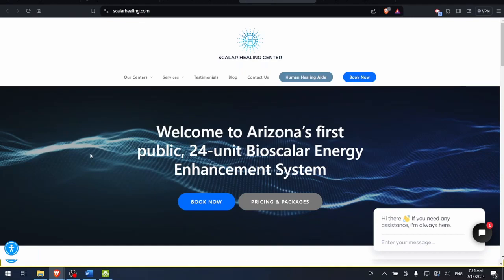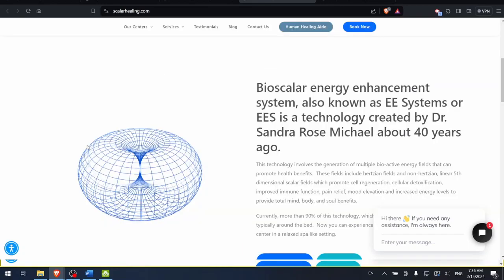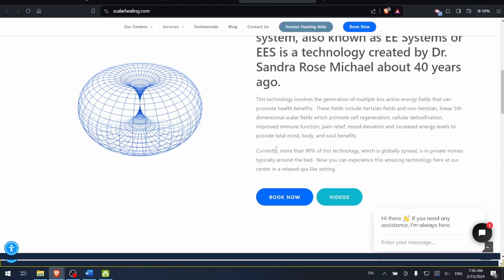And so this was kind of cool. It's the Bioscalar Energy Enhancement System. I'm just reading from the website here. It's technology created by Dr. Sandra Rose Michael about 40 years ago. So people have been using this stuff. And again, it's one of these things where people will use this and they'll just report amazing healing benefits from being in a scalar energy field.